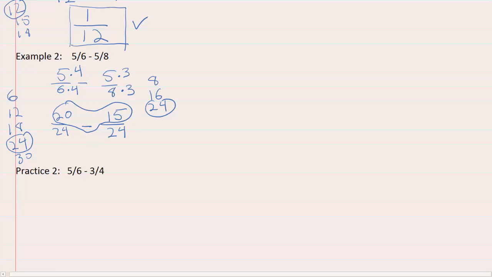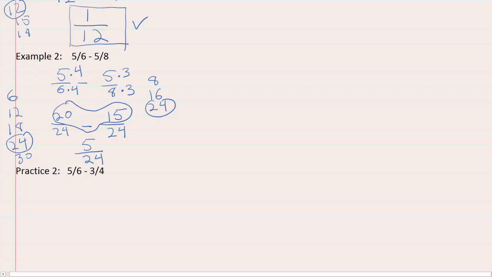I'll turn it around. Okay, so here we go. 20 minus 15 will give me 5. And then on the bottom, I will keep my size pieces the same, so I've still got 24ths. So now I've got 5/24ths.